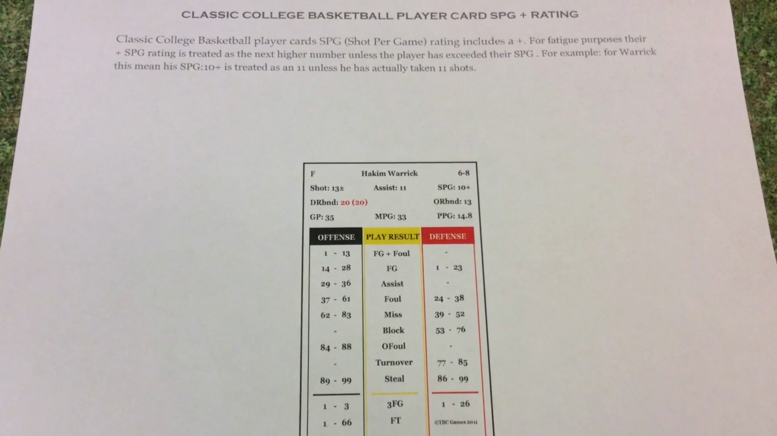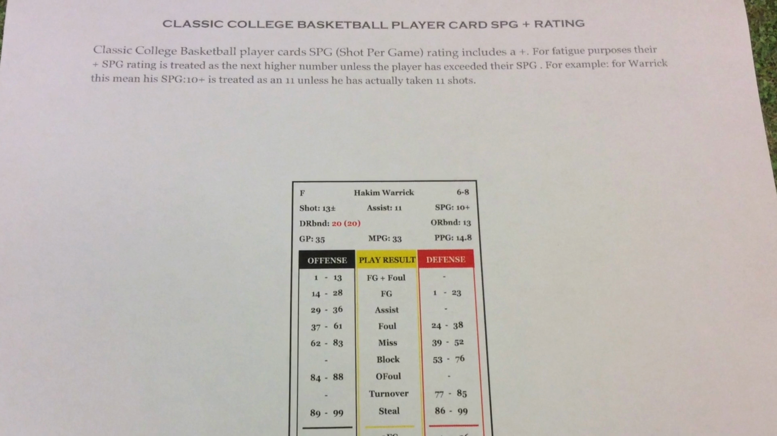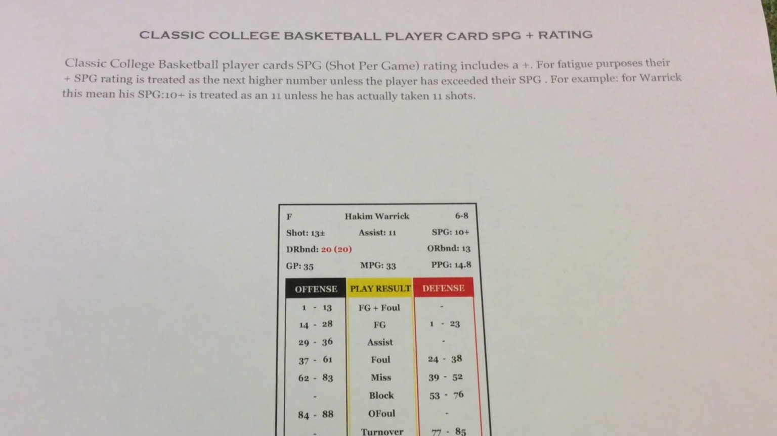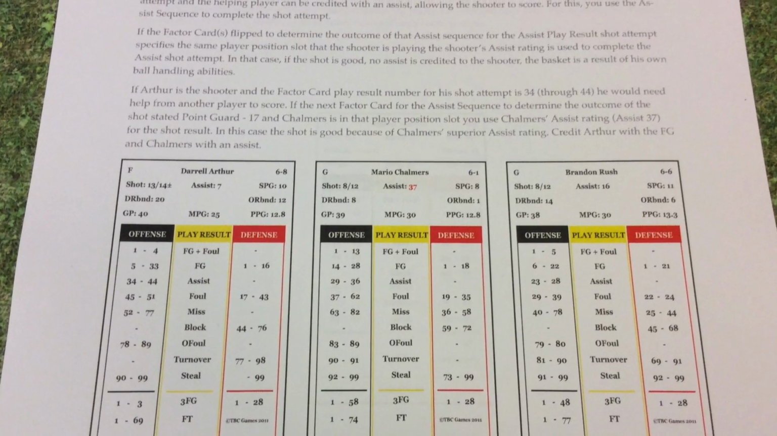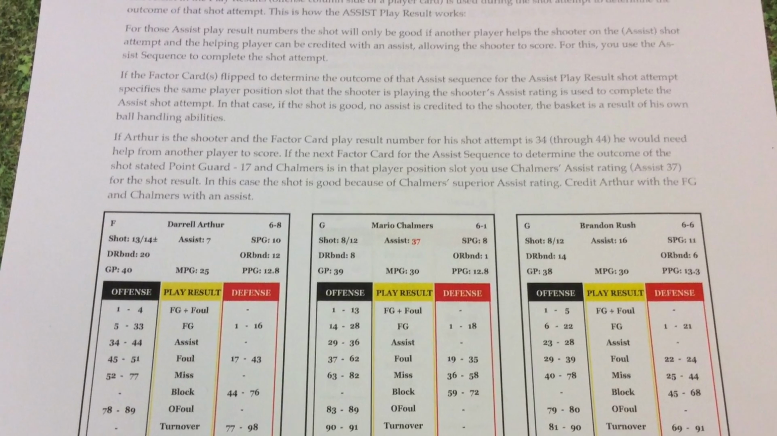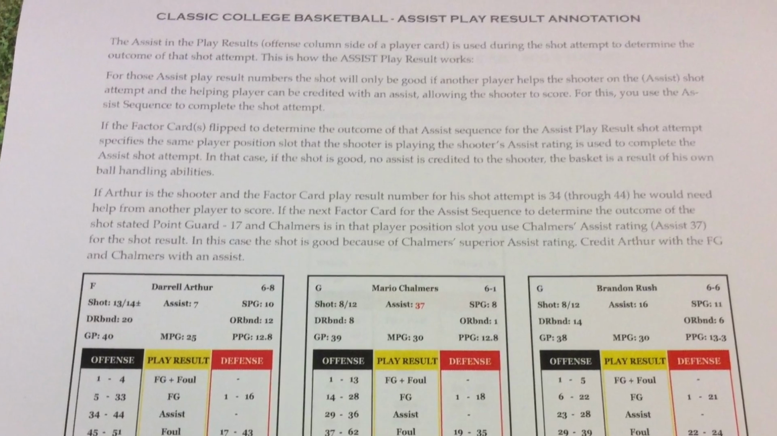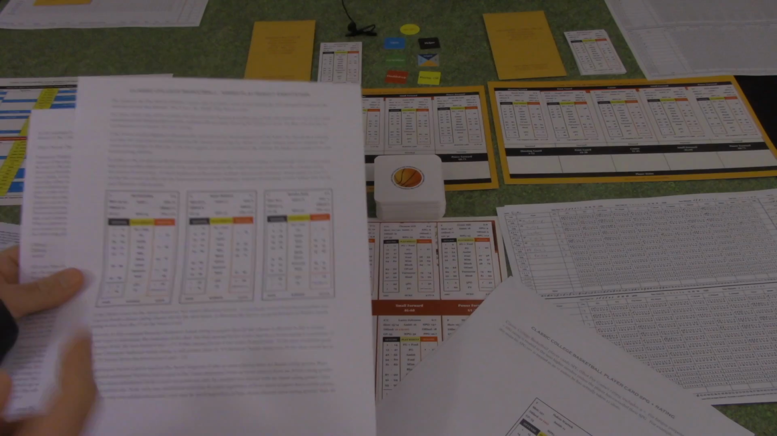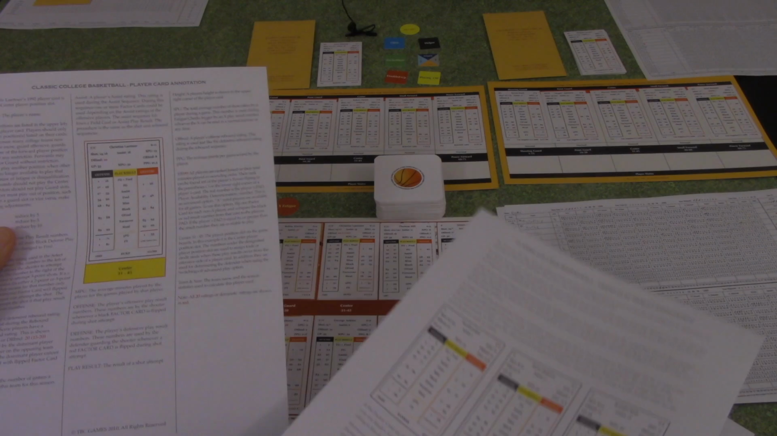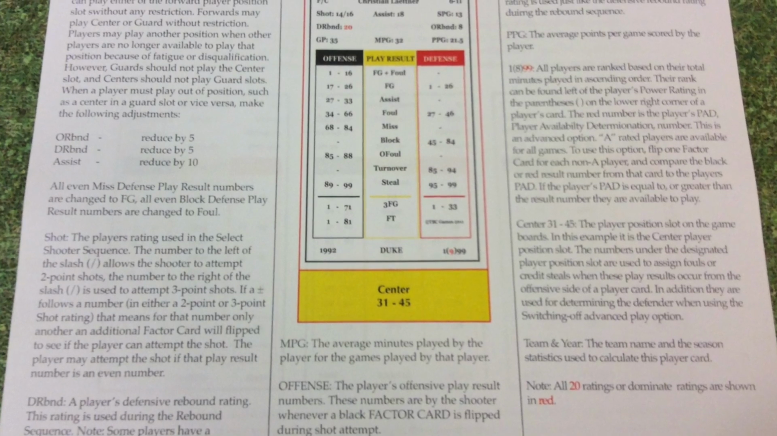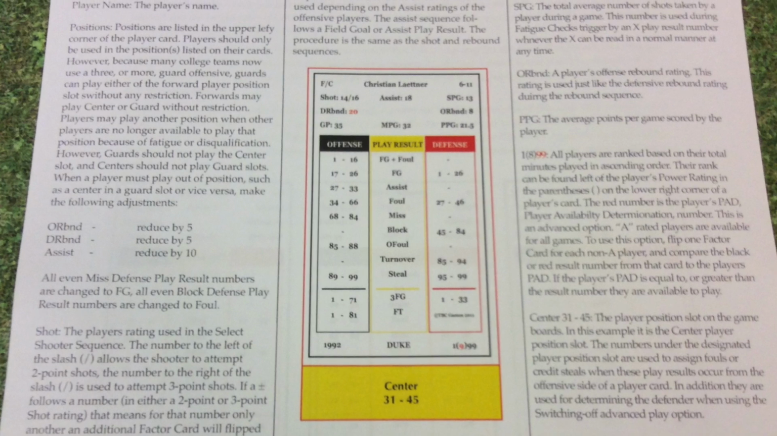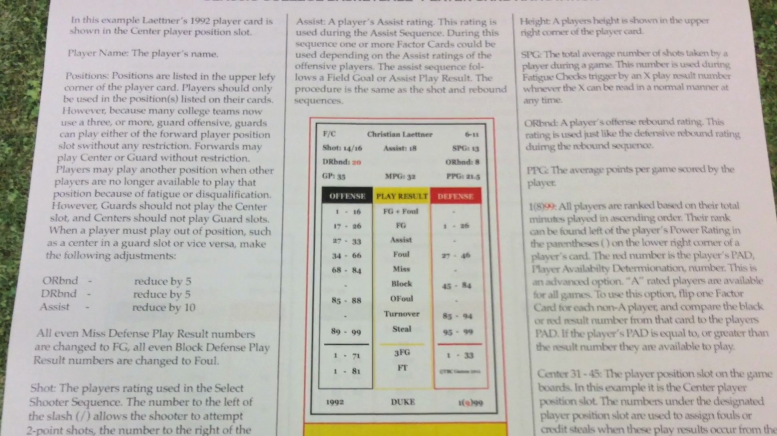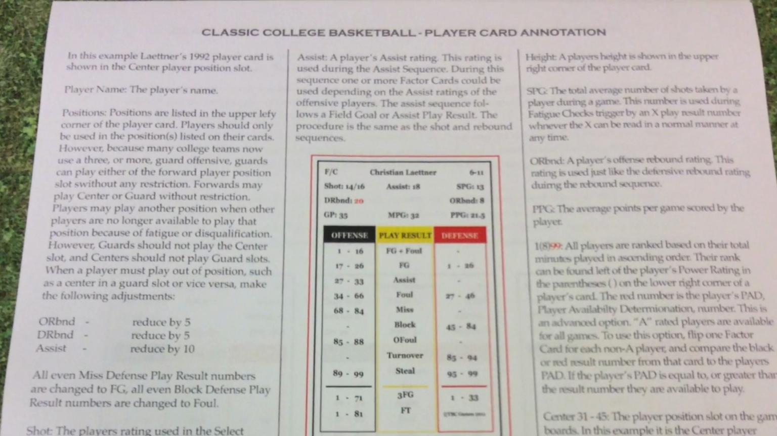Just a quick sheet that will show you a special rating for players that have a plus on their shot rating. And then a sheet that shows you how a play sequence will work out when there is an assist result from the player card. We'll show you one of those when we go through our sample of play. And then finally there is a sheet that just has an overview of what the player card looks like and what each of the different numbers mean.